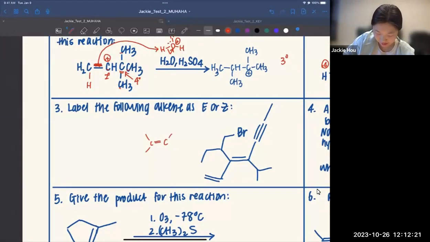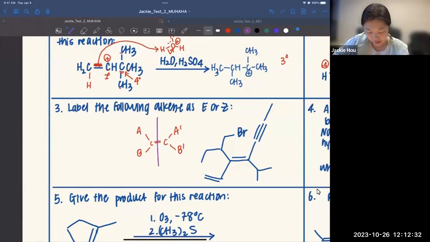we always want to check whether or not there are two different groups on each side of the sp2 carbon. And what I mean by that is if I divide the alkene in half, am I able to differentiate between this group and this group in order to assign priority? And also, am I able to differentiate between this group and this group? So if A was the same as B, then I wouldn't be able to assign E or Z because there's no way to differentiate priority.